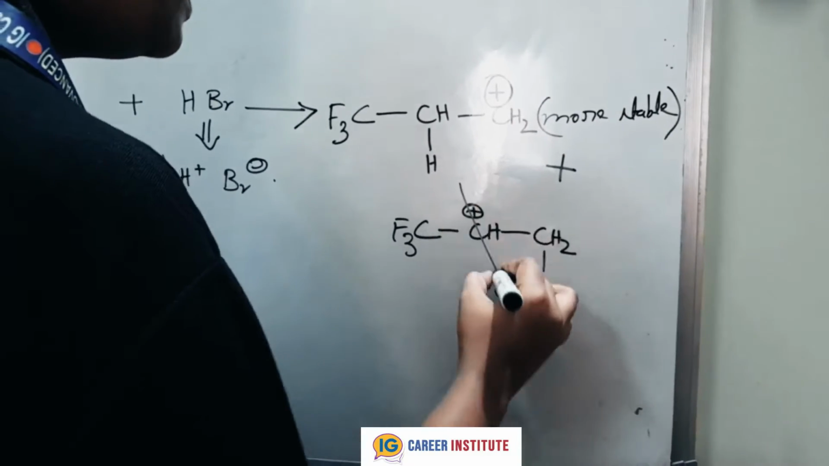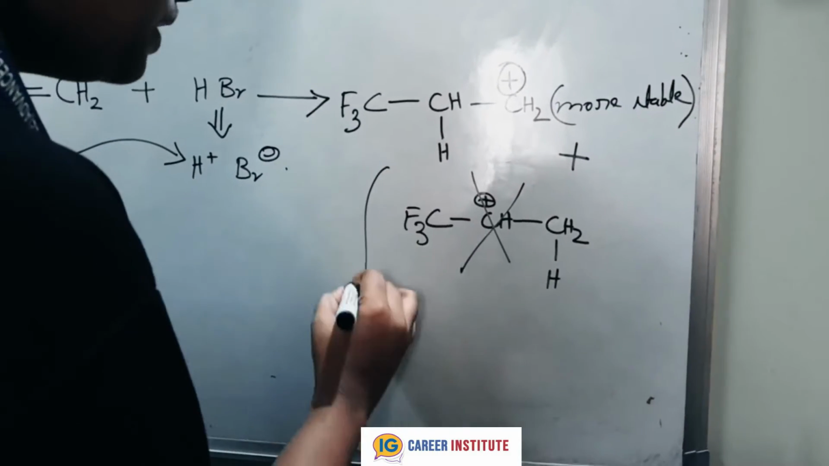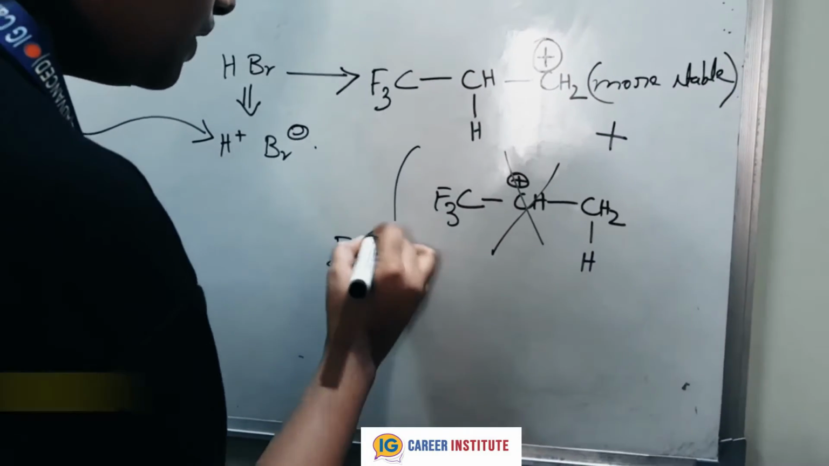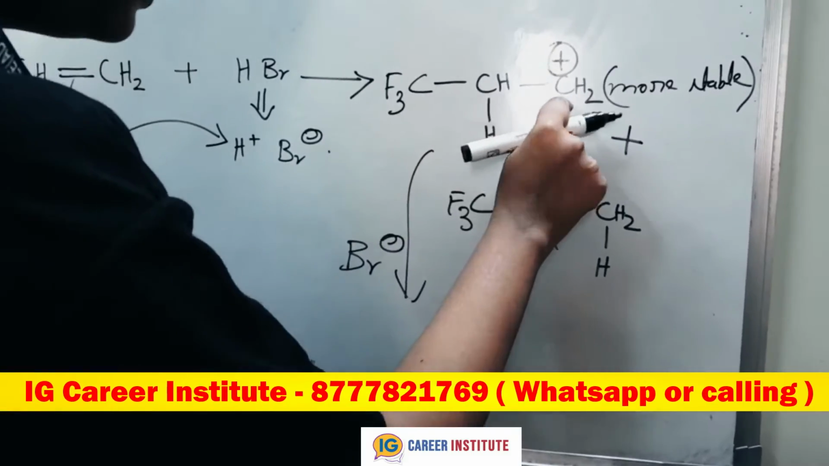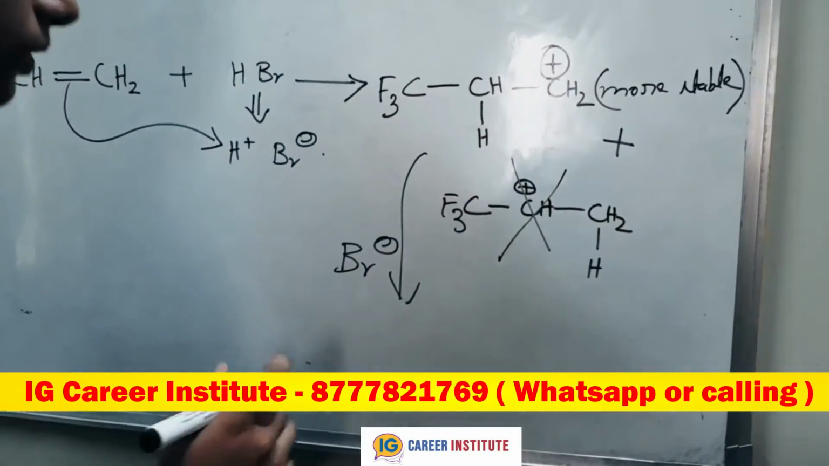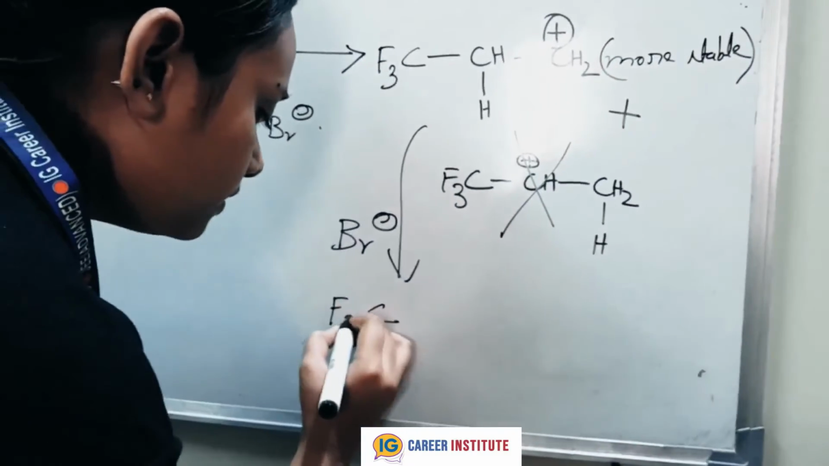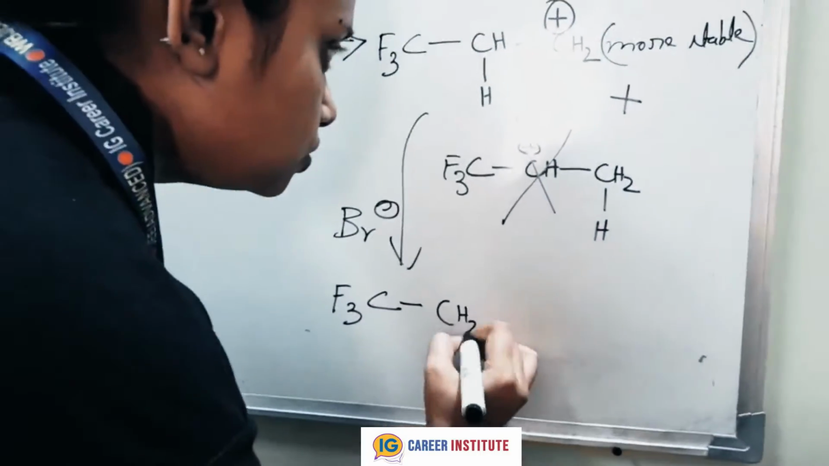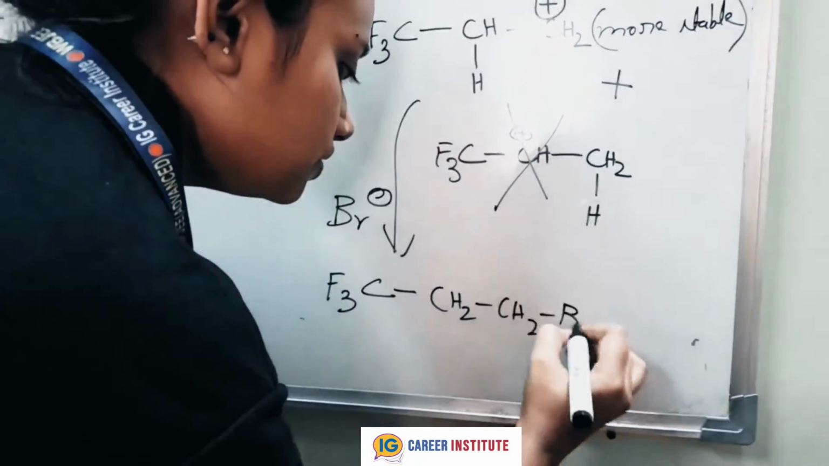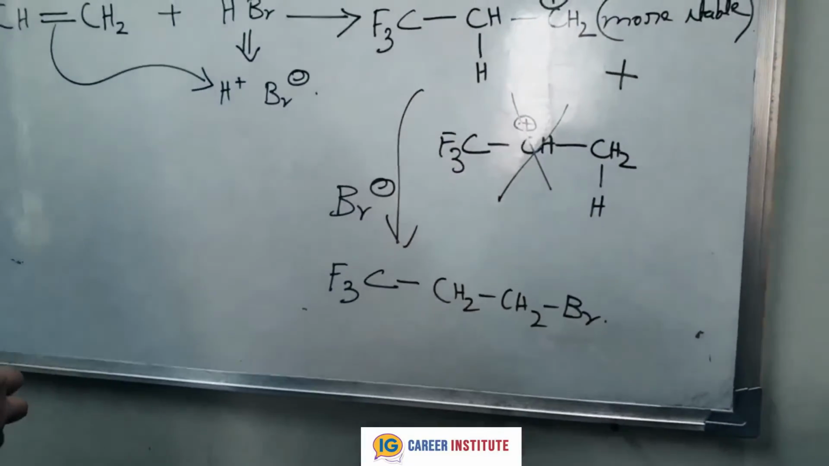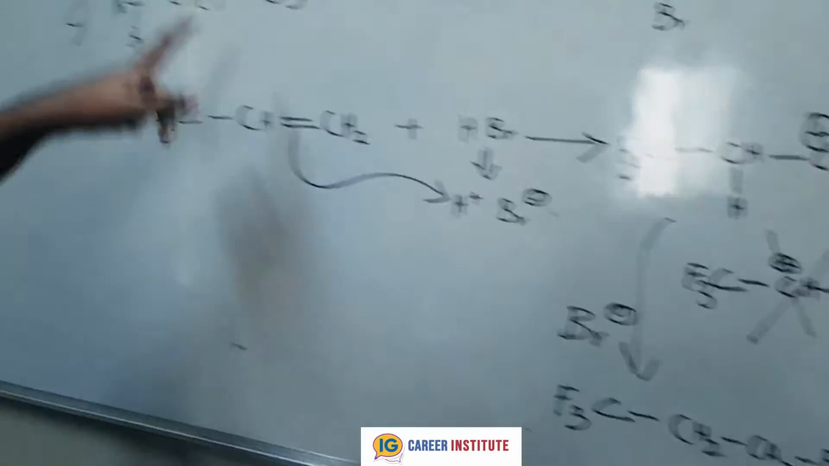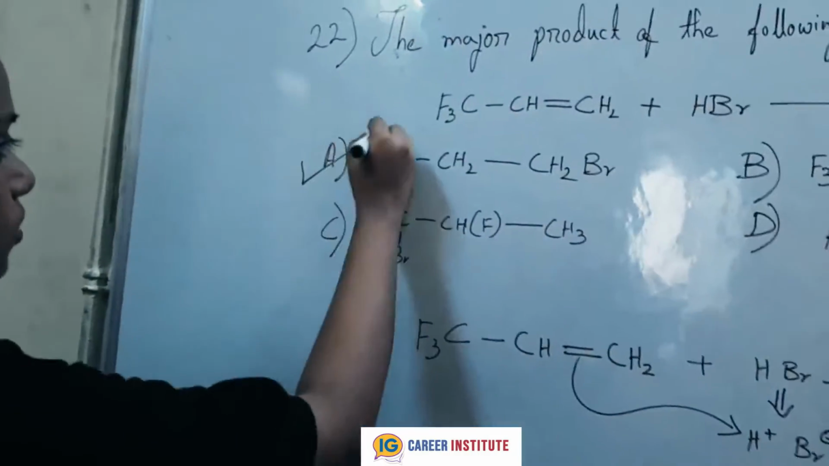And this won't basically be generated. So now the Br minus will come and attack this electron deficient carbon center, and what we will get is CF3 CH2 Br. So this is basically our answer, and here it matches with option A. So option A is the correct option.